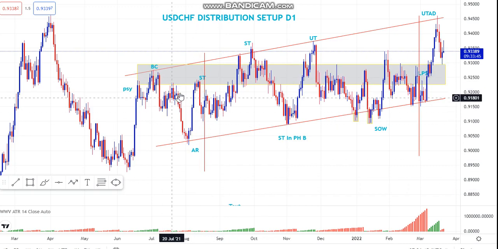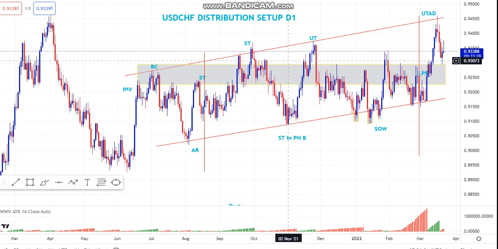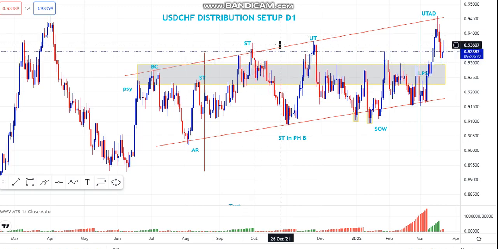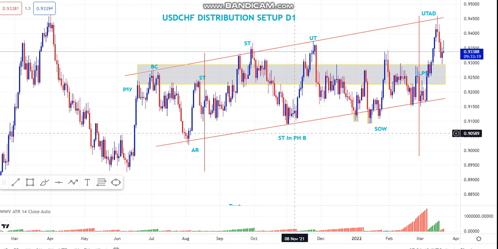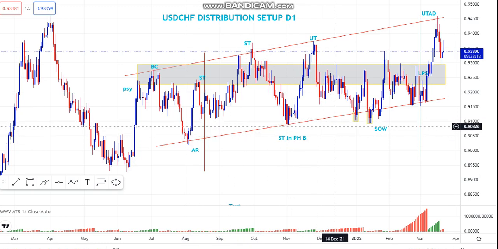This is the same in accumulation and distribution, but in phase B we have some tests: secondary test, sign of weakness, upthrust, and a secondary test in phase B. Here in phase B we have some secondary tests. One is touching the uptrend line, and the second one is touching the lower timeline trend line.